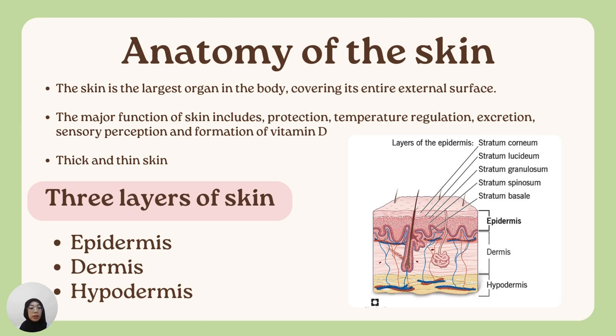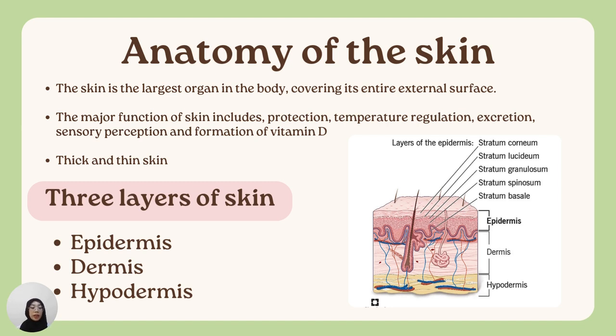In our body, there are two types of skin, thick and thin skin. Thick skin, unlike thin skin, lacks sebaceous glands and hair follicles, and you can find thick skin on your palms, your fingertips, or your soles. But for thin skin, you can find it all over your body. And also, thick skin has a thicker epidermis layer compared to thin skin.